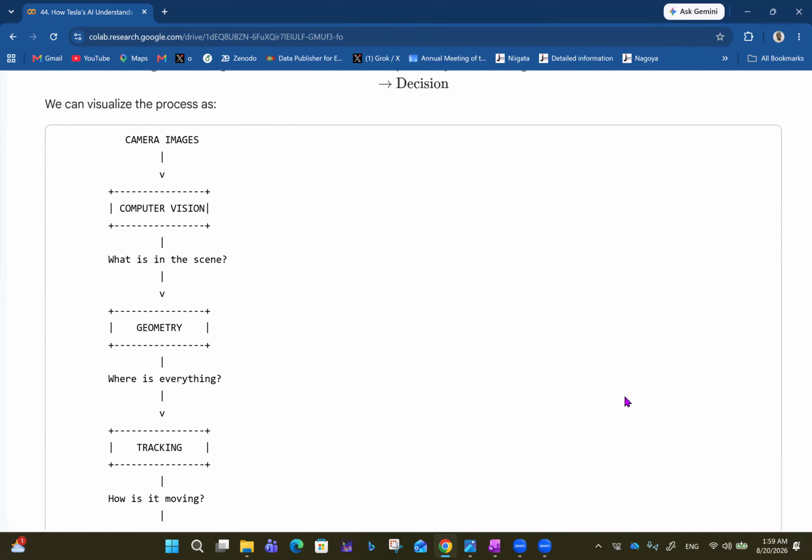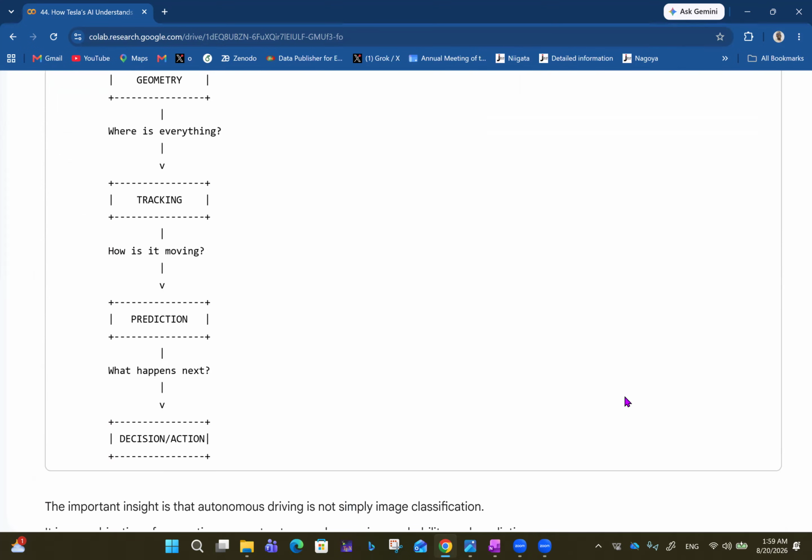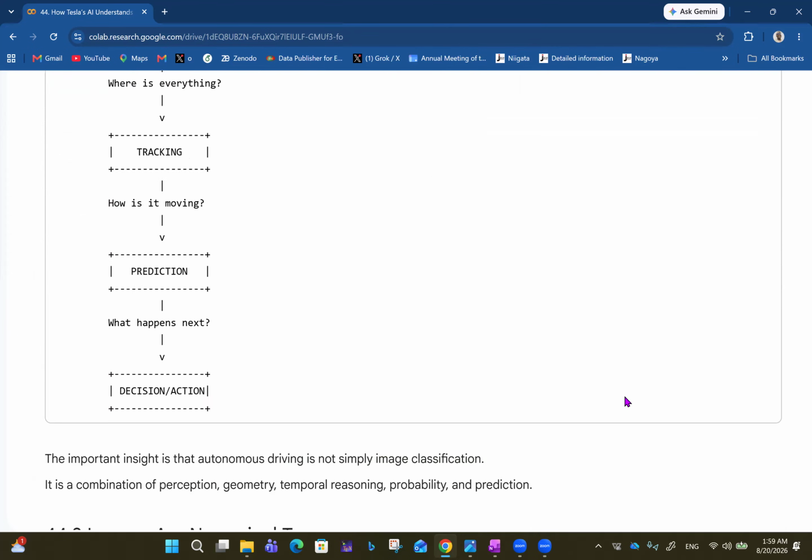We can visualize the process as first, camera images leading to computer vision: what is the scene? Then it goes to geometry: where is everything? Where is that tree? Where is the man standing by the roadside? Then it leads to tracking: how is it moving? Then prediction: what happens next? And then a decision or action is taken, to stop or to continue driving or to turn to the left, based on the information that has been fed into it.